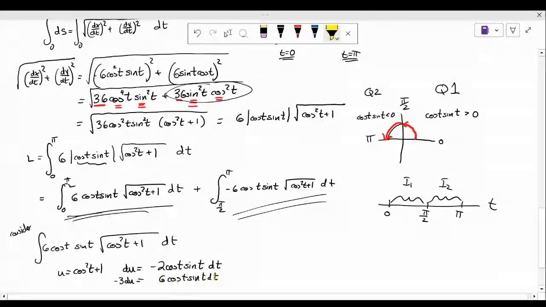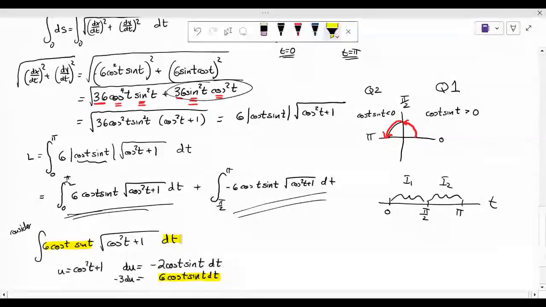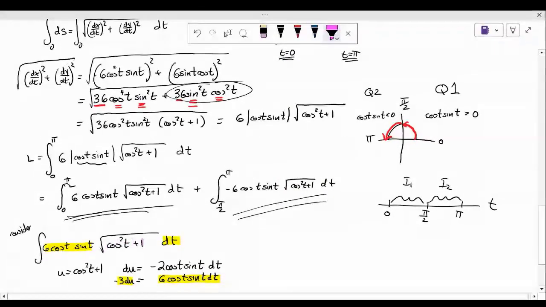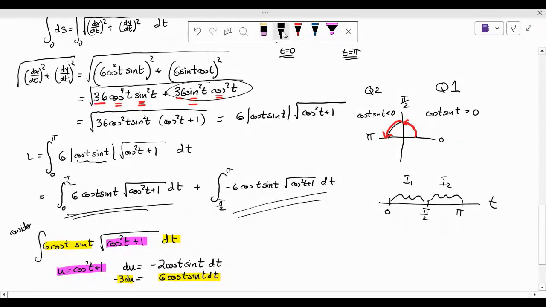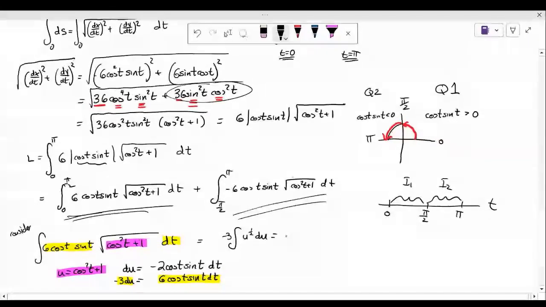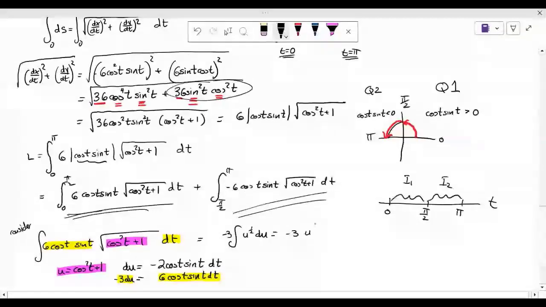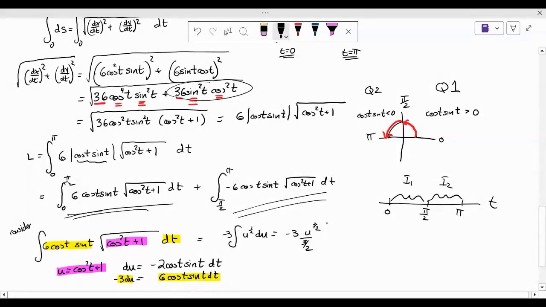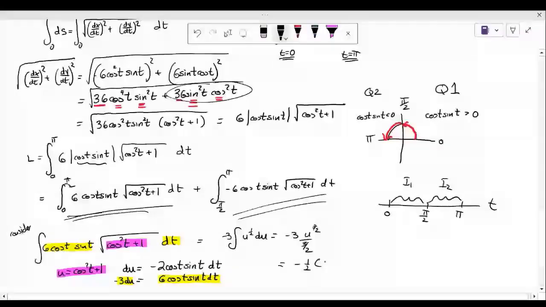So we have that this business is -3 times du, and this business is just u. Right? So we get -3 square root of u du. Anti-differentiate. So, okay. So, all right, yeah. And then back substitute, I suppose.